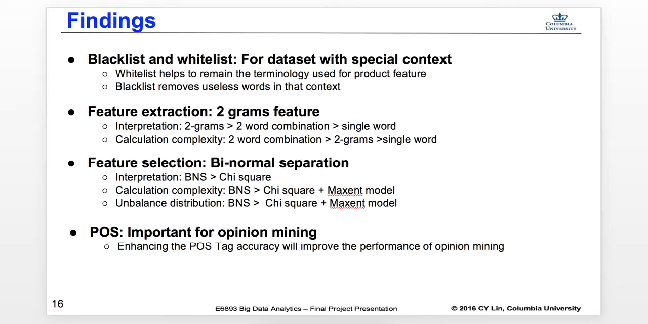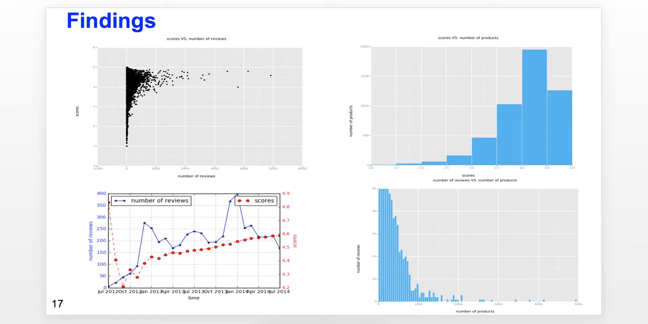So here is a summarization of our findings. First, we want to highlight that blacklists and whitelists are very important for the dataset with a special context. And also for the feature extraction, we choose the 2 grams, and we use a binomial separation to select the positive features and negative features for the products. In the end, we also want to emphasize the part of speech tagging is very important for the opinion mining. Enhancing the part of speech tagging accuracy will improve the performance of the opinion mining.